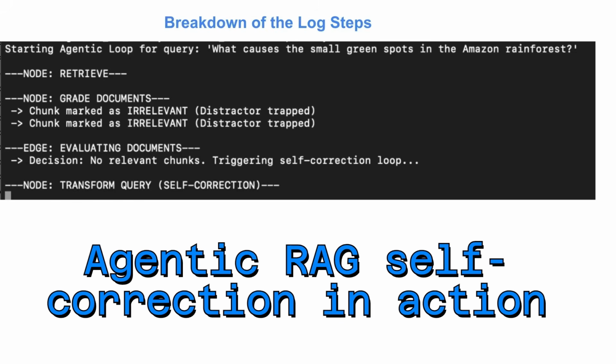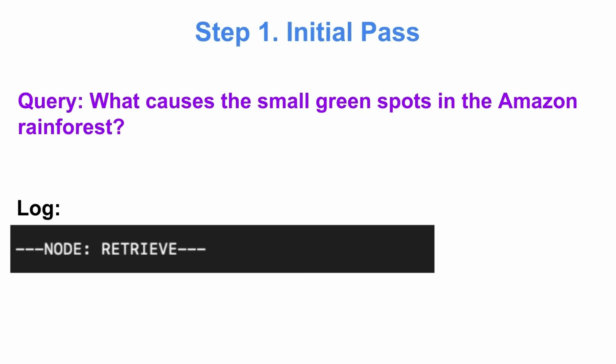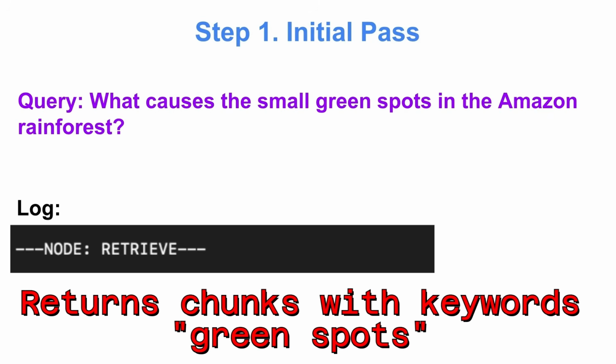If we look closely at these execution logs, we can trace exactly how the agent spots its mistake and corrects course. Step 1. Initial pass. The system executes a standard vector search using the user's raw question. What causes the small green spots in the Amazon Rainforest? The vector store returns chunks containing the exact literal keywords green spots.